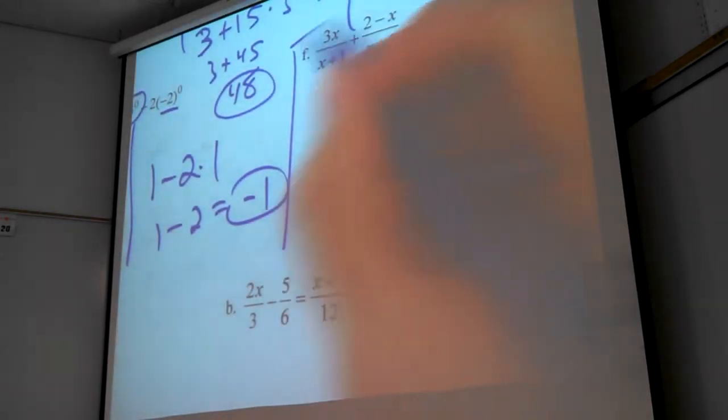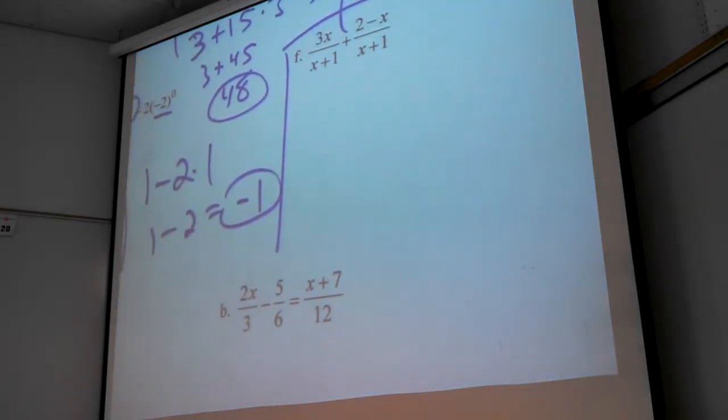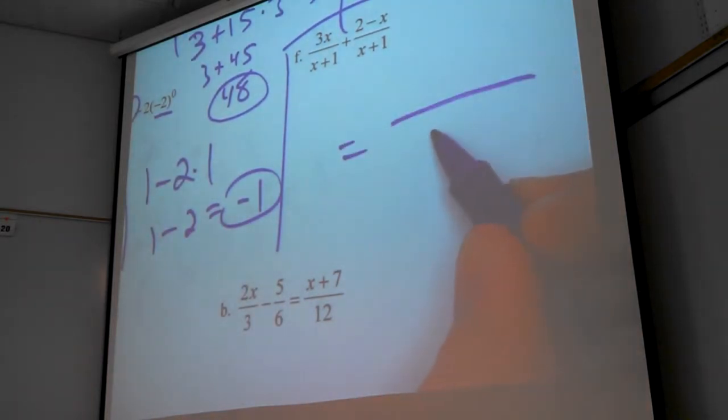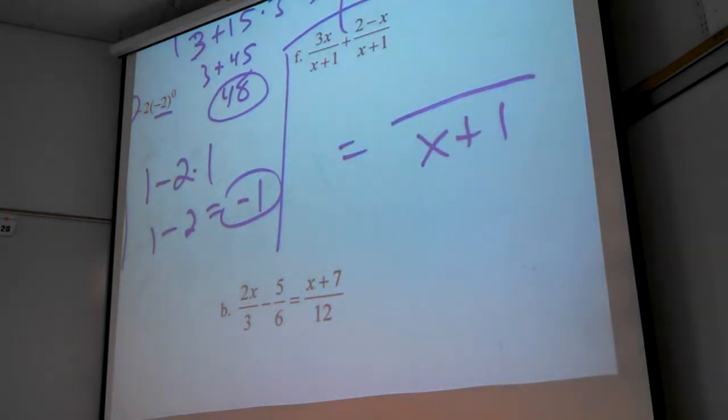So what about this guy? What's nice about this problem, F? There's a nice thing about it. They're fractions, but they already have the LCD. So I know the answer is going to be over what? And then on the top, I just have to add them, right? So 3x plus 2 minus x, put your like terms together.